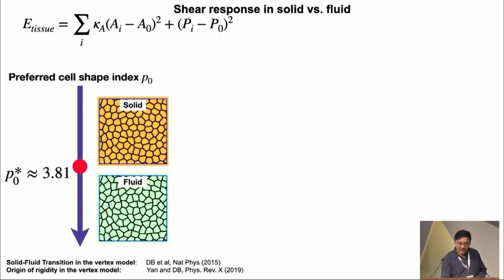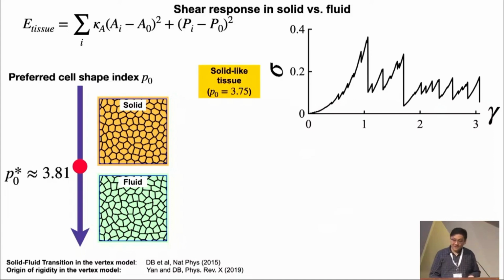One thing that I'll show you is the response of the tissue to shear as a function of this preferred perimeter P0. Remember, that's the geometric interpretation. In fact, what we see is that if you tune this parameter P0, which is dimensionless, you can non-dimensionalize it by dividing by the square root of the preferred area, there's a nice phase transition that takes you from a solid-like response to a fluid-like response. Let me show you what that looks like.